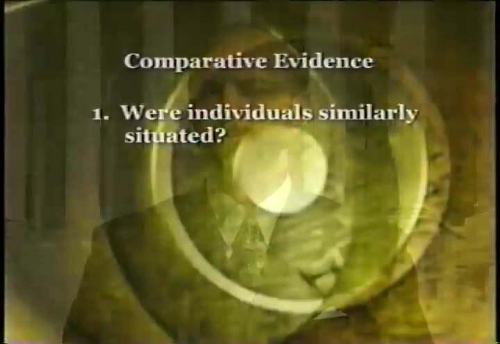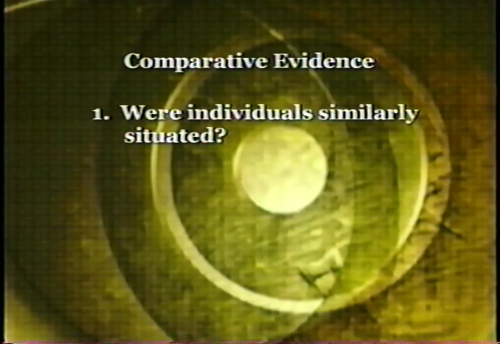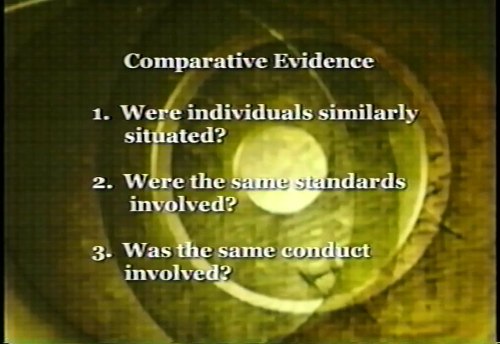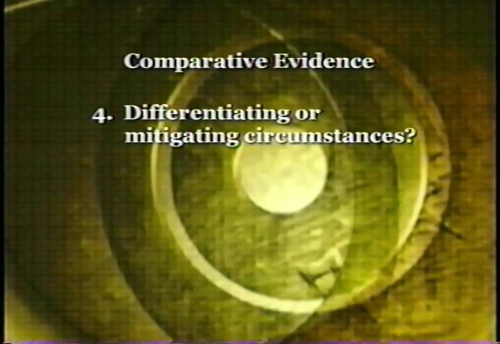The most common type of evidence in employment cases is comparative evidence. For example, was an employee treated differently than others because of his or her race, or gender, or age, or some other protected status? The questions that arise are, were the individuals similarly situated? Were the same standards involved? Was the same conduct involved? Were there differentiating or mitigating circumstances that would show the employees were really not similarly situated? All those facts go to the weight, or possibly the admissibility, of the evidence.